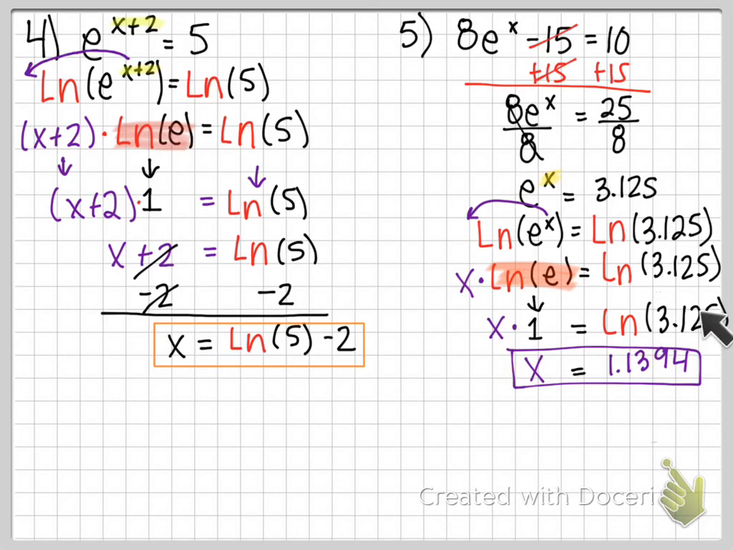Or, remember, this is an exact answer. And this is an approximate answer. So, or you can round. x equals 1.1394. That's what I got when I plugged in the calculator.